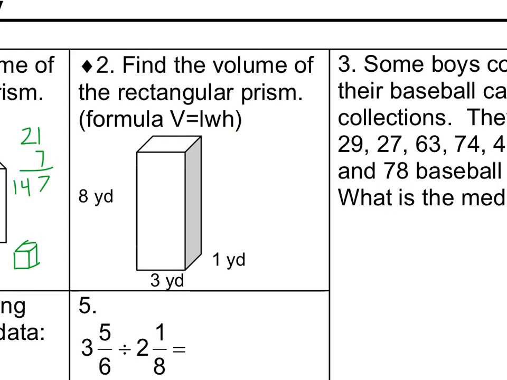So number 2, we're just going to have 3 times 8. And that's because I did 1 times 3. And then that's 3. And then times my height, which is 8, because it's length times width times height. And that's going to give me 24. And then my units are yards. The units that I'm measuring with are yards. And remember, cubed to the third power.